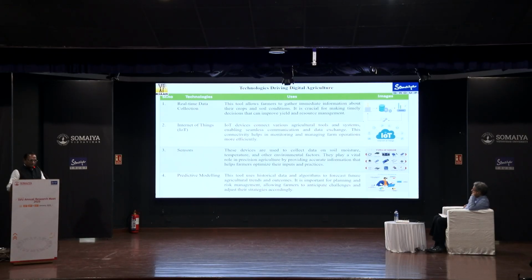In digital agriculture, the focus areas are real-time data collection and Internet of Things, which we can use for monitoring irrigation and fertigation. Mobile-based applications are already there, but usage is very difficult, so there we can intervene. We are also working on sensor-based applications.